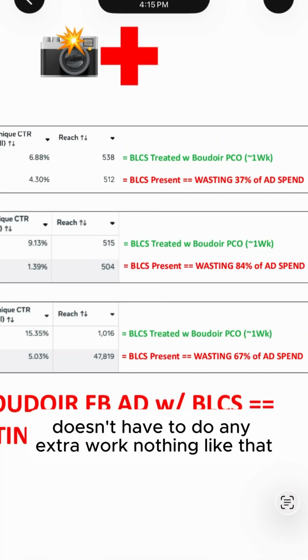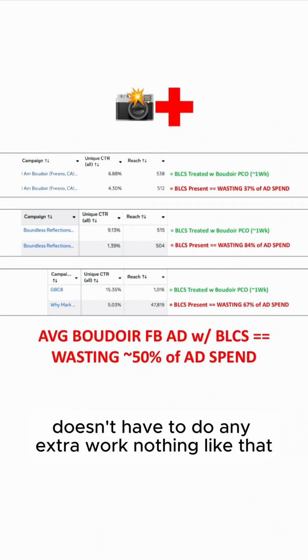Doesn't have to serve any more clients, doesn't have to do any extra work, nothing like that.